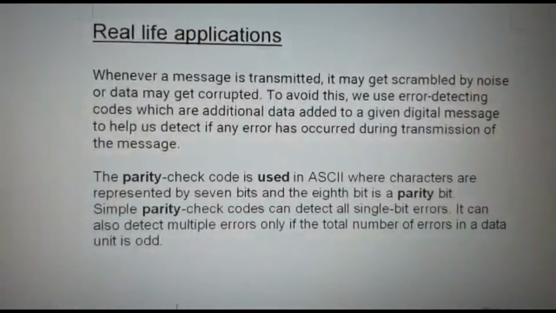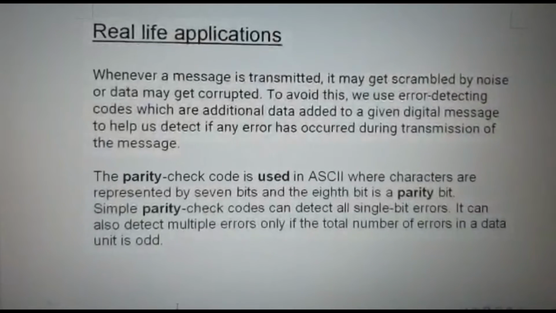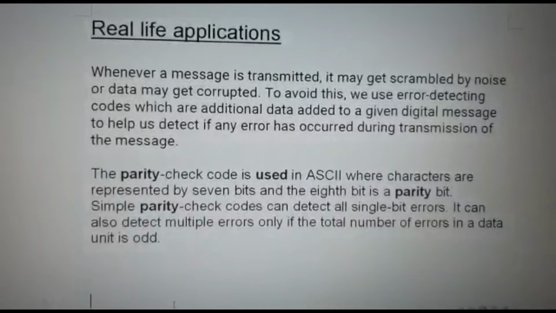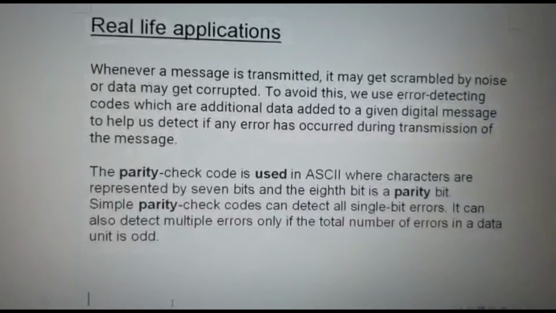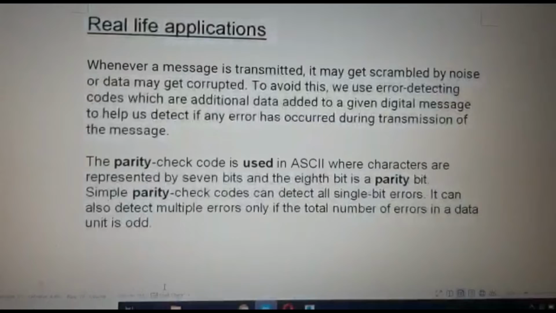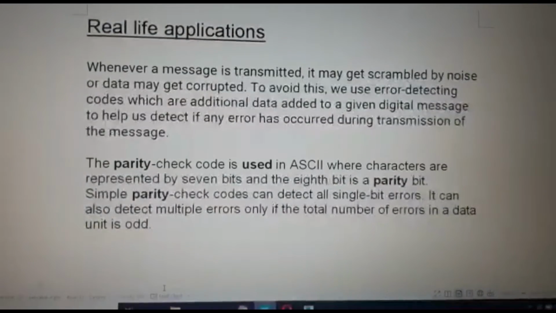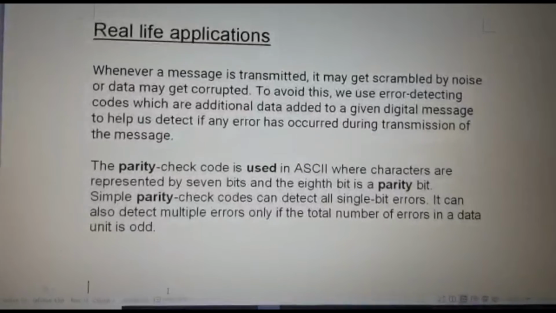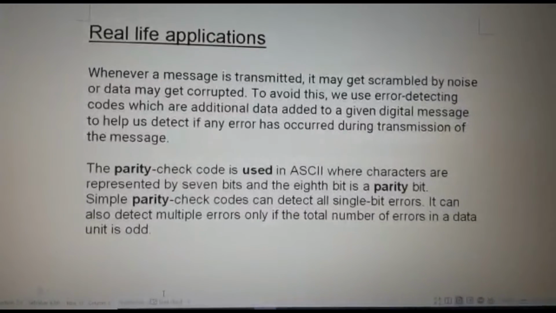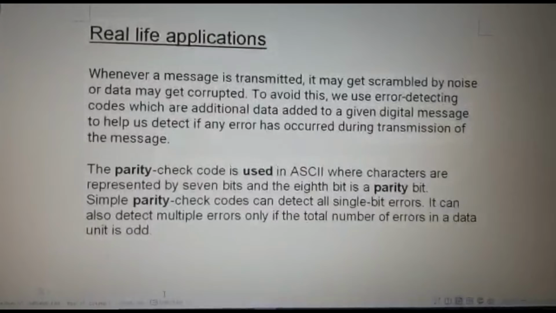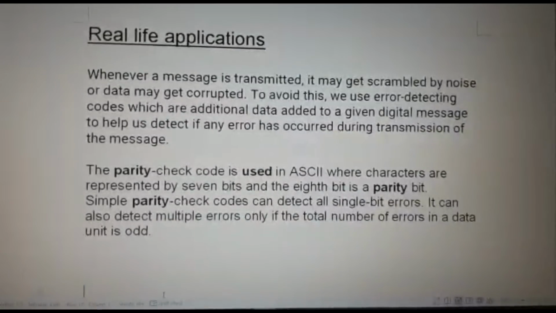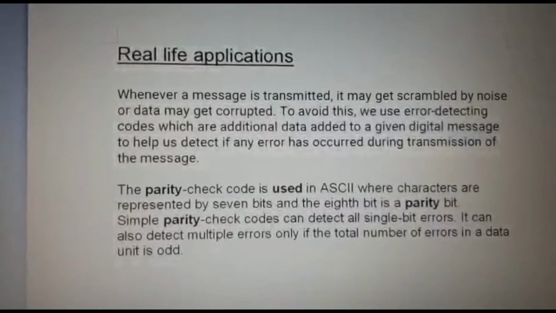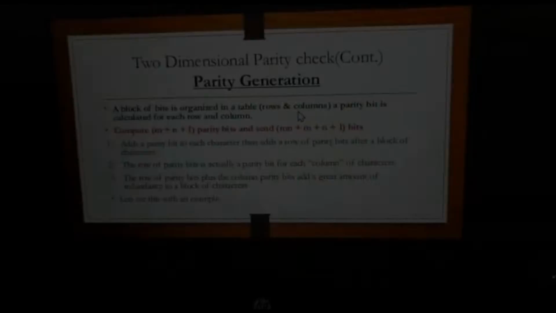The main application of the parity check code is in ASCII, where characters are represented by 7 bits and the 8th bit is a parity bit. Simple parity check codes can detect all single bit errors, and they can also detect multiple errors only if the total number of errors in a data unit is odd. That's the condition. Whereas multiple parity check codes are the converse of the simple parity check codes.